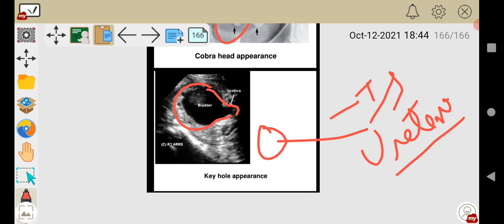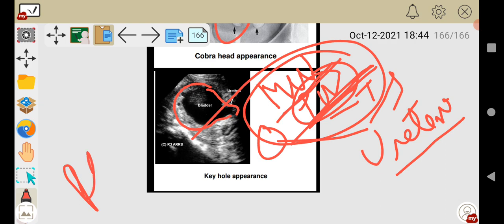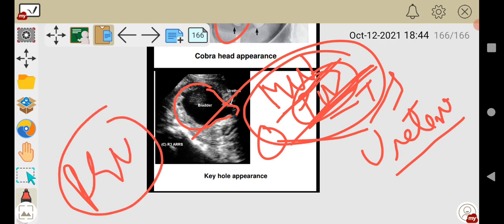And this one is also something I discussed in the last slide. See, this is the MCU, micturating cystourethrogram, and we are seeing this as PUV in males, posterior urethral valve in males, right? In RGU, we would have seen the bladder. Here, the bladder is not clearly visualized, so it is MCU, correct? So differentiate it from the RGU.